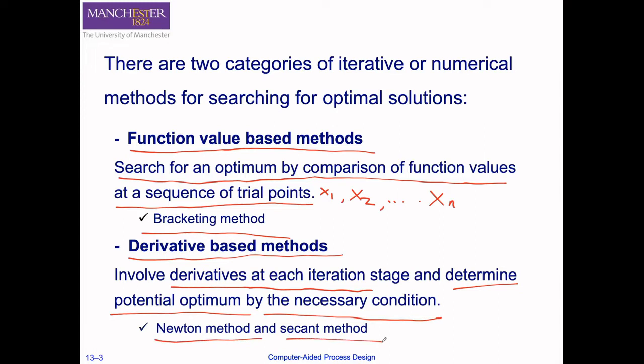Based on this, you can differentiate the function value-based methods and the derivative-based methods based on whether the derivatives are used or not. If a method uses derivatives, then this method is a derivative-based method. Otherwise, this method is a function value-based method. Next, we will introduce the bracketing method, Newton's method, and the secant method.